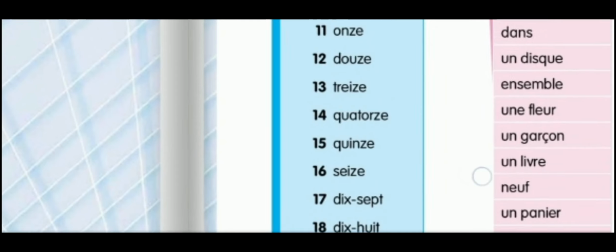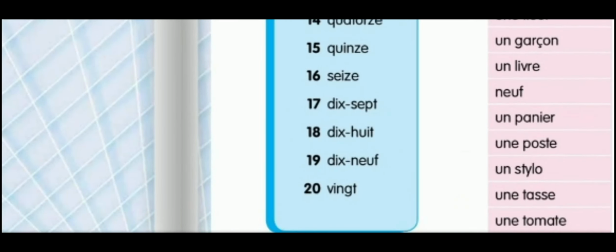Now going on to the 11 one, we have 11 as onze, 12 as douze, 13 as treize, and 14 as quatorze. Now going on to the 15th, it is pronounced as quinze. Then 16 is seize, 17 is dix-sept, 18 is dix-huit, and 19 is dix-neuf, 20 is vingt.